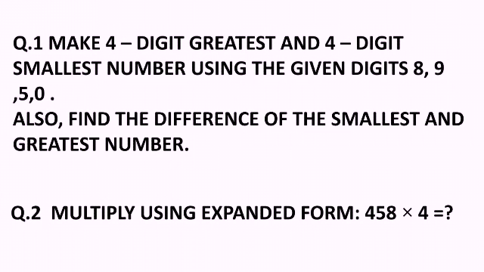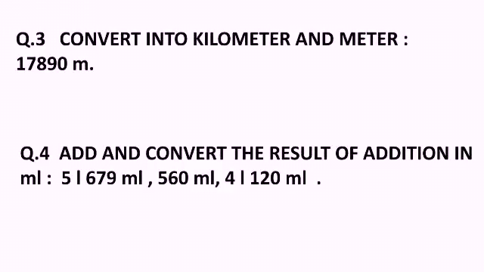Next, multiply using expanded form. You know how to expand a number. Expand means when you make the number larger, like 458 multiplied by 4. Here you need to apply expanded form multiplication. No need to compute it in normal multiplication. You have to find out the expanded form multiplication result. So how to do it, you know that, just do it. Okay. Third question, it is very easy.